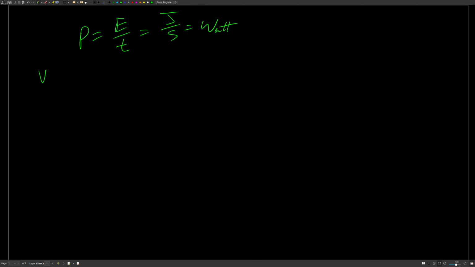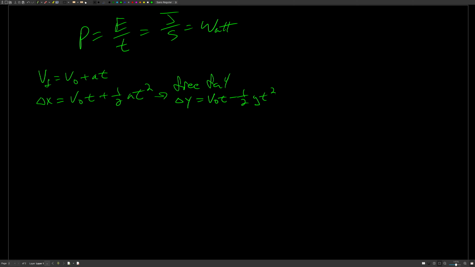The most basic thing is velocity, right? V naught plus at. That's the basic kinematic. You integrate that with calculus. That's where you get delta x equals v naught t plus 1/2 at squared, which quite often turns into free fall, which is typically delta y equals v naught t minus 1/2 g t squared. And then v squared equals v naught squared plus 2a delta x. So those are all your basic kinematics.